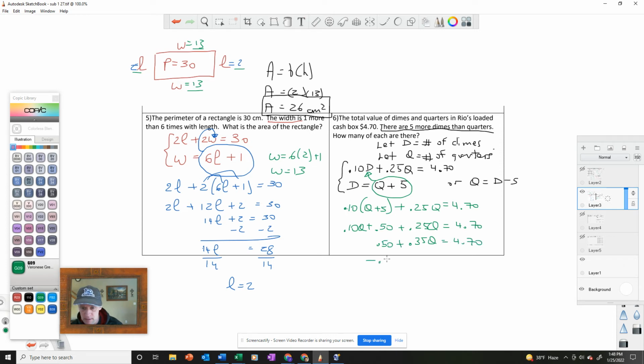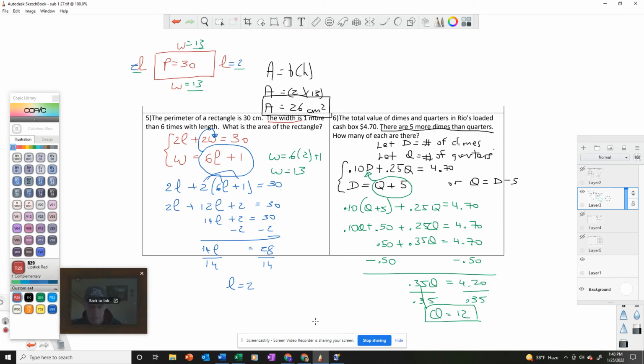Now I'm going to subtract the 50 cents. And I get 0.35Q equals $4.20. Now you can use a calculator for this one. I'm going to divide both sides by 0.35, and I'm going to get that Q equals 12. All right. If Q equals 12, then the number of dimes, which is Q plus 5, is going to be 12 plus 5. See, dimes is Q plus 5. So the number of dimes is 17.